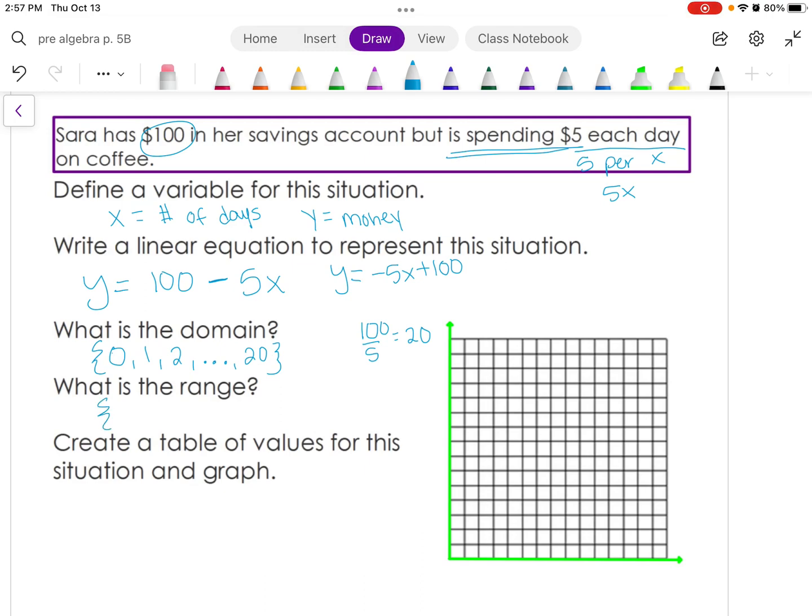So now our range is our money. Well, my lowest amount of money for this is 0. Right? If I spend it all, I have $0 left. And then I'm spending it in increments of 5. So I could have $5 left or $10 left, all the way up to $95 or $100 if I don't buy any coffee.